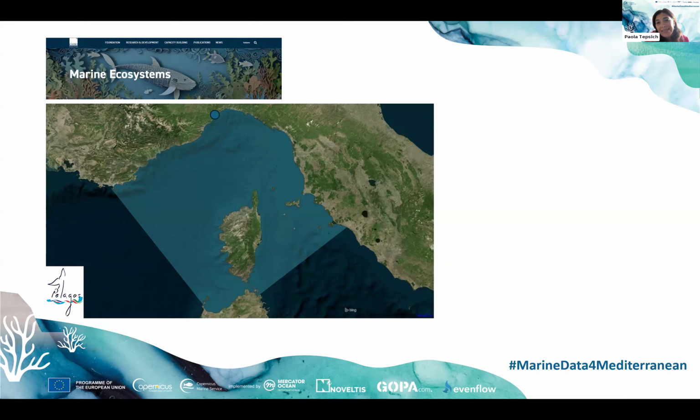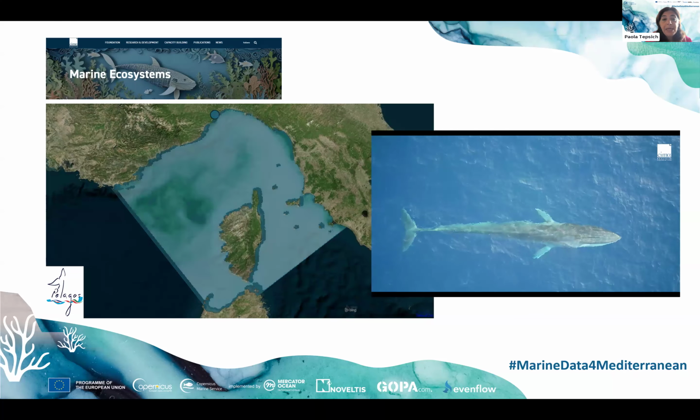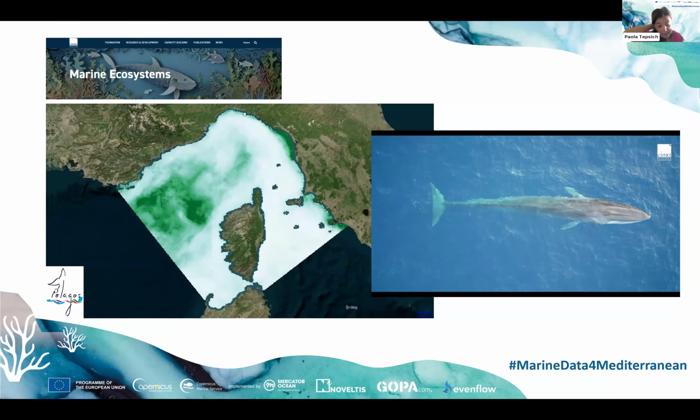Being based in Savona, which is the blue dot that you see along the coast of the Liguria region, we are ideally in the center of one of the biggest marine protected areas of the Mediterranean Sea, born from an agreement between Italy, France, and the Principality of Monaco. The Pelagos Sanctuary is a protected area dedicated to the conservation of marine mammals, specifically cetaceans.